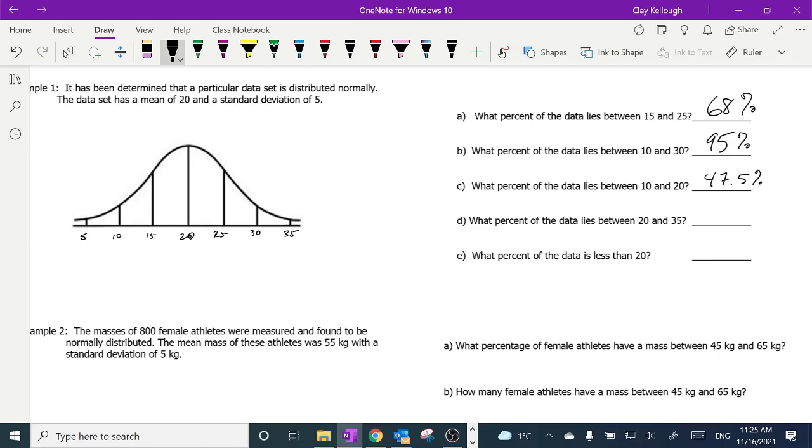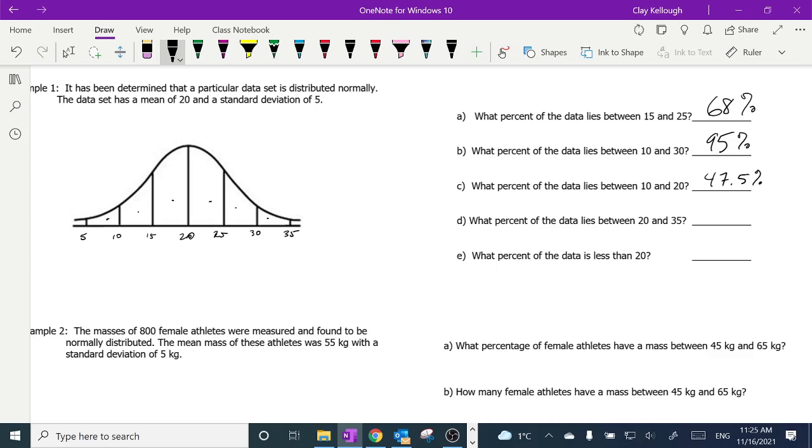What fraction lies between 20 and 35? Well, hold on a sec. Between here and here, 1, 2, 3 this way, and 1, 2, 3 that way, we have 99.7%. So between 20 and 35, what is our fraction here?